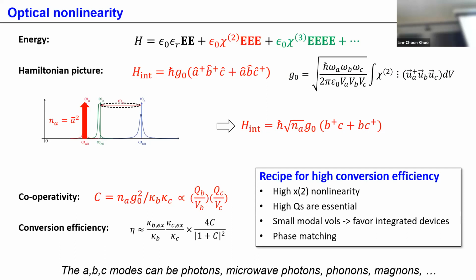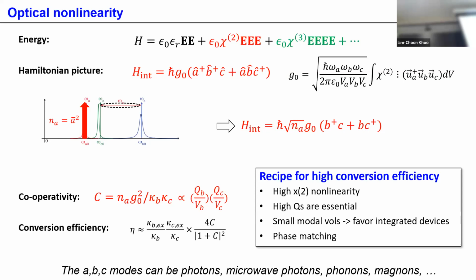So what is the requirement to have an efficient conversion? You want this number, the square root of photon number times g0, to be faster than your loss rate. The quantifier is the so-called cooperativity. This number squared is divided by the loss rate of the coupled modes. So you want your information exchange to be faster than the loss rate. For coherent conversion, we want this cooperativity to be 1. If you see this conversion efficiency, if your cooperativity equals 1, it's 4 over 2 squared, which is 1, so you have 100% conversion efficiency.